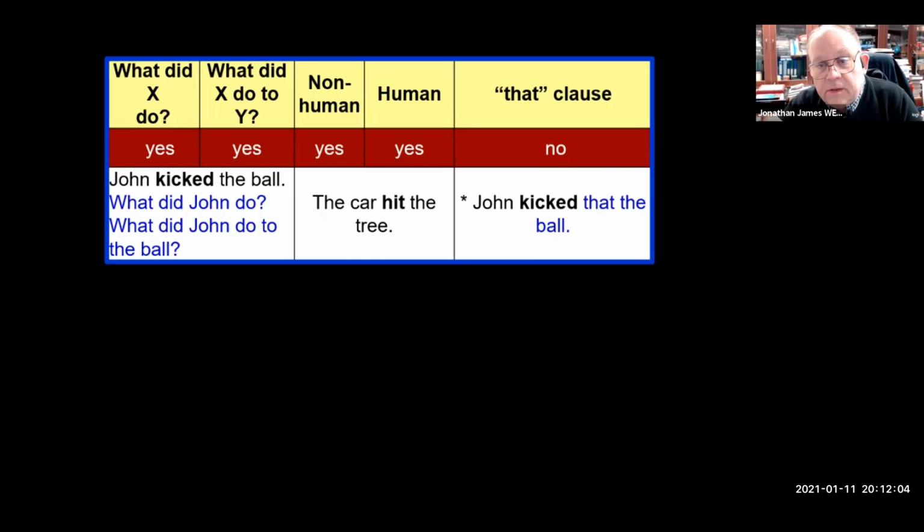Now, the last one is a bit different. Can it take a that clause? So what does that mean? I'll just give you an expression. I thought that he would be coming. I said that he would be coming. But can I say, John kicked that the ball? No, I cannot. So kick is different than think, and kick is different than say, because kick is a kind of doing, and it cannot take a that clause. I'm going to tell you a word here: it cannot project another thought, another utterance. So these are three tests that I can conduct to distinguish the material process. You can ask the question, what did X do? You can ask, what did X do to Y? The initiator can be non-human or human. It cannot take a that clause, okay?